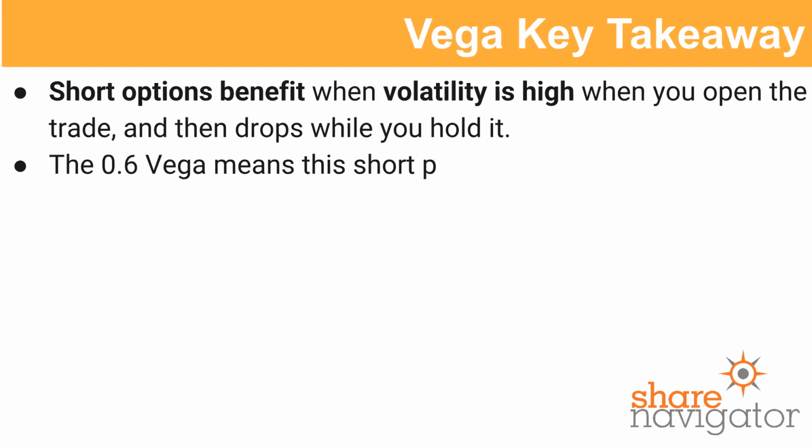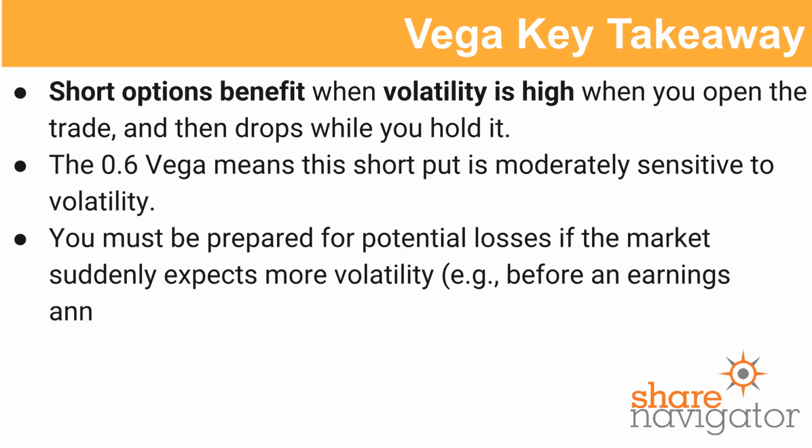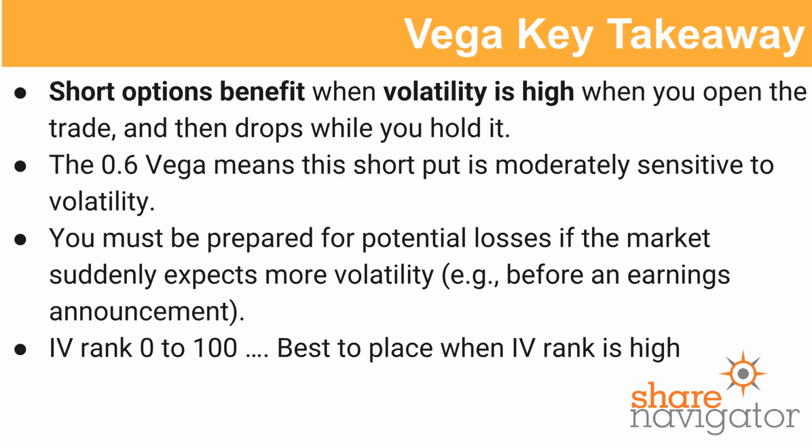Some key takeaways for Vega. So we benefit by selling options when volatility is high. Really important for you to understand that part. The 0.6 Vega that we have in our short SPY put is moderately sensitive to volatility, and we must be prepared for potential losses if the market suddenly increases volatility.